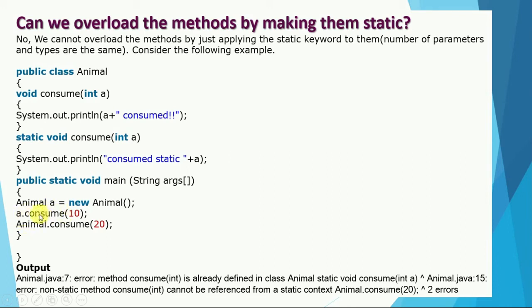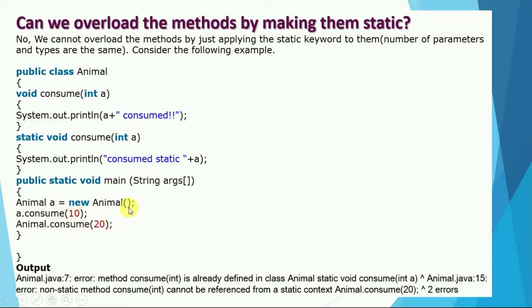We call the method consume and pass the value 10, and then again call consume and pass the value 2. In one call we give the reference by using the object, and in the other we give the reference by using the Animal class. The output is an error: method consume(int) is already defined in class Animal, static void consume. Non-static method consume(int) cannot be referenced from a static context.